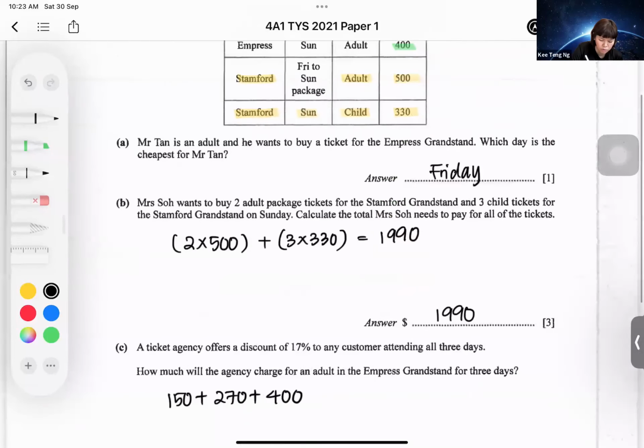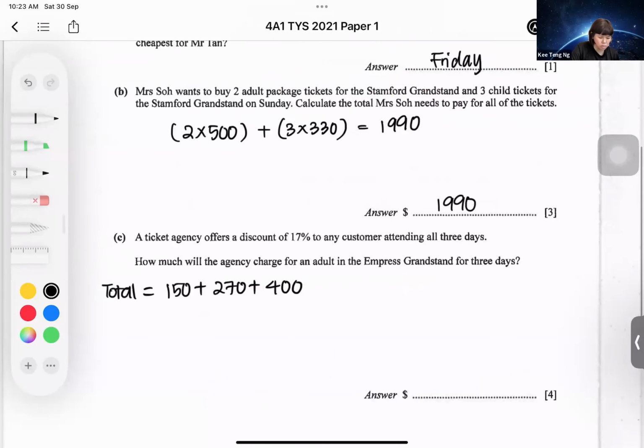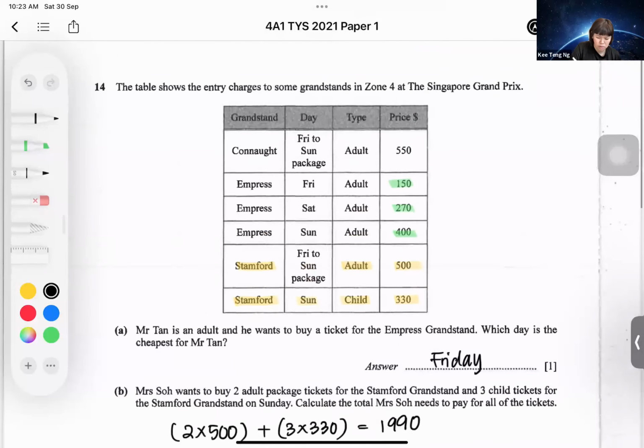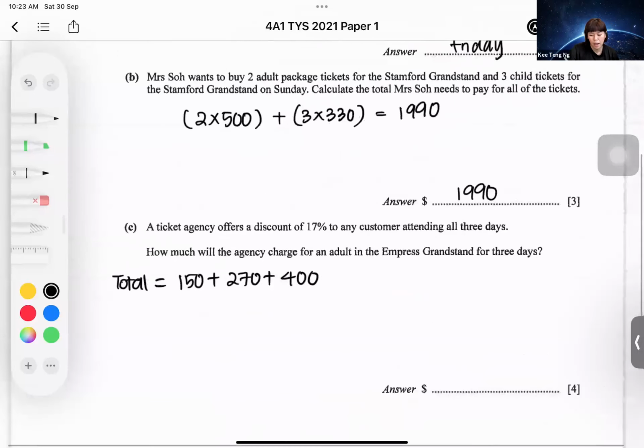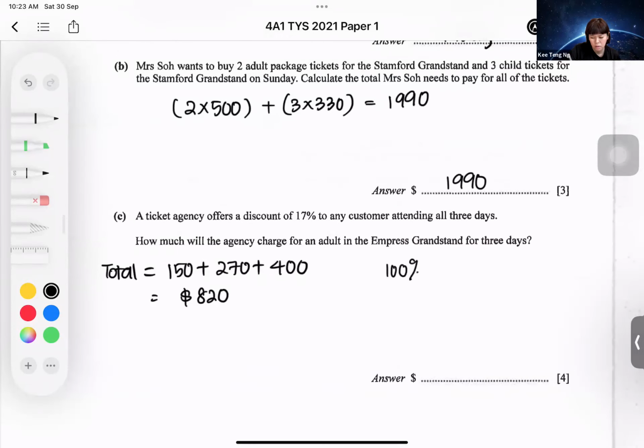So the total is 150, 270, and 400. That will give you $820, right? 100% represents $820. Now, please try not to put an equal sign. It represents, their proportions are not equal to each other, okay?